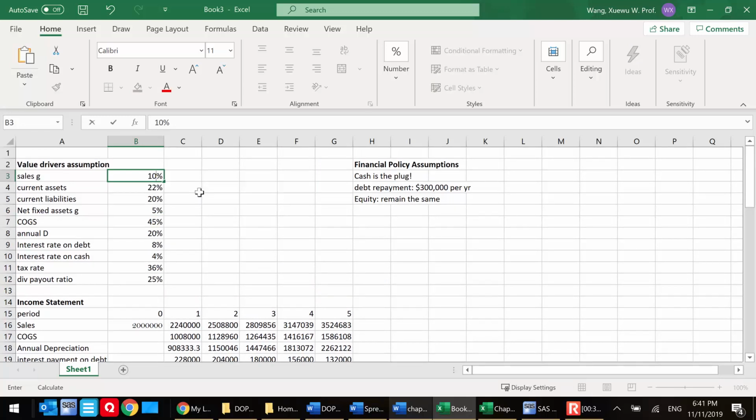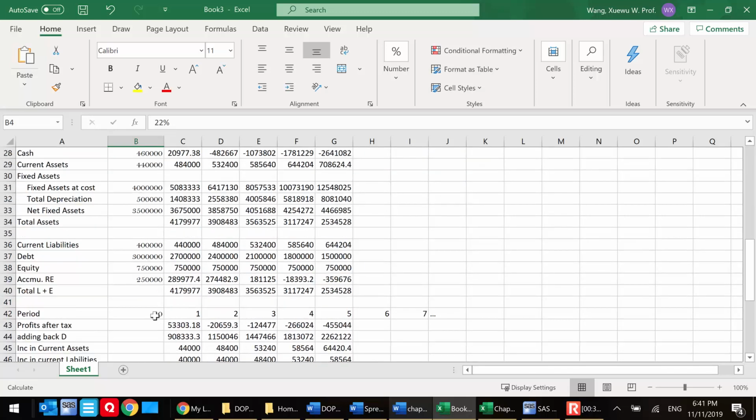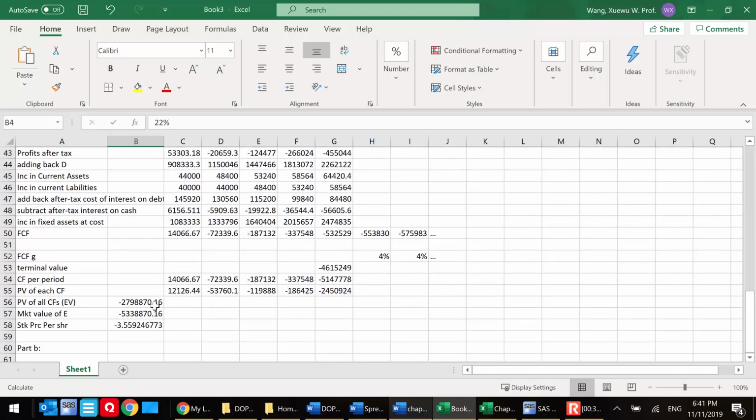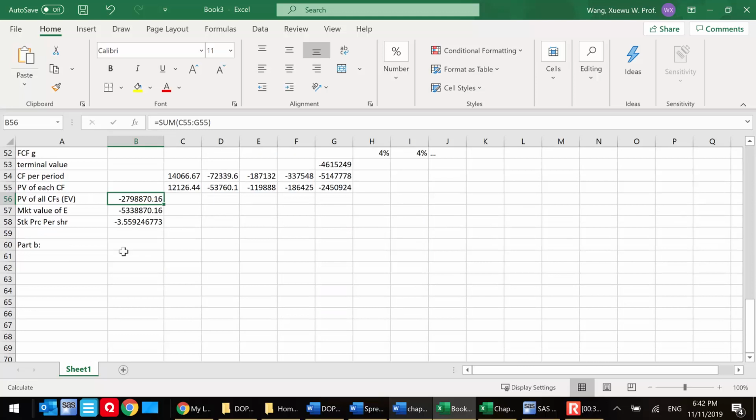Let me put 10% here. Would the stock price change? Would the enterprise value change? Yes, it changed. So it looks like we're ready for this data table. There's a link, and we just verify the link. I'm going to look at the sales growth. This is only a one-dimension data table, the sensitivity of the enterprise value only to the sales growth.